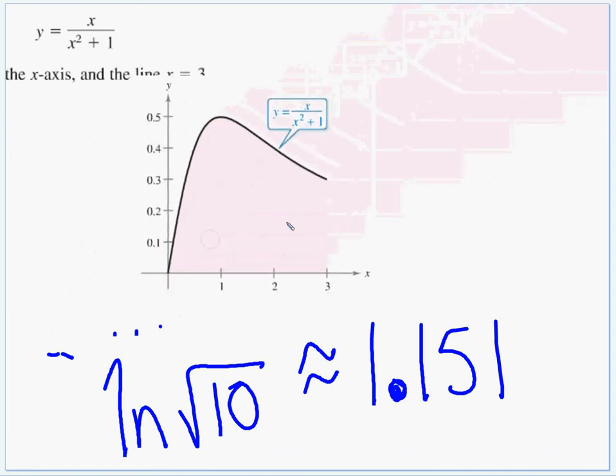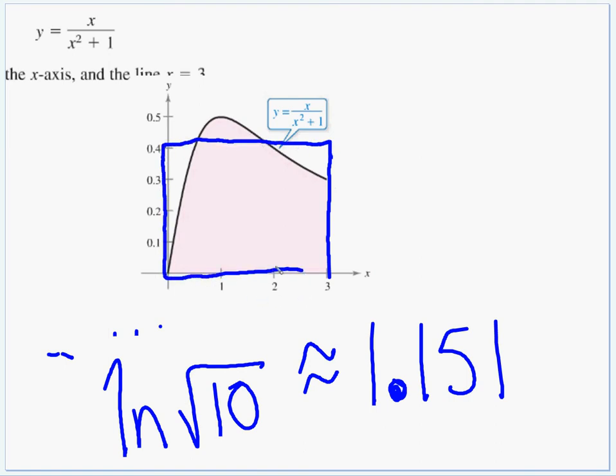We could use the graph they provided to see if that answer is reasonable. If I look at this and kind of turn it into a rectangle like that, so the base is 3, the height is 0.4. If you multiply those, you get about 1.2, and that's pretty close to what we got. So I think we did okay.